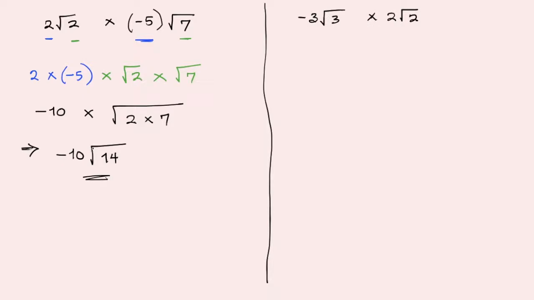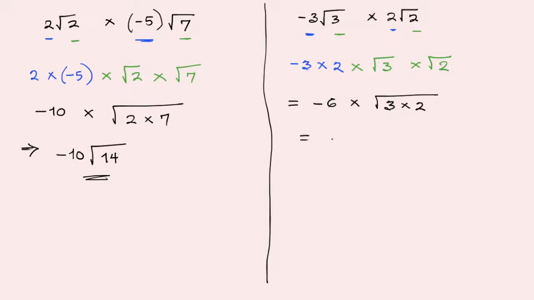Now if we do the same thing here, we combine the numbers outside the radical sign for starters, so that's going to be minus 3 multiplied by 2. And then for the numbers under the radical sign, we have the root of 3 multiplied by the square root of 2. So this is going to be equal to minus 3 times 2 is equal to minus 6 multiplied by the square root of 3 times 2. And our final answer in this case is minus 6 root 3 times 2. 3 times 2 is equal to 6. So minus 6 root 6 is our final answer.